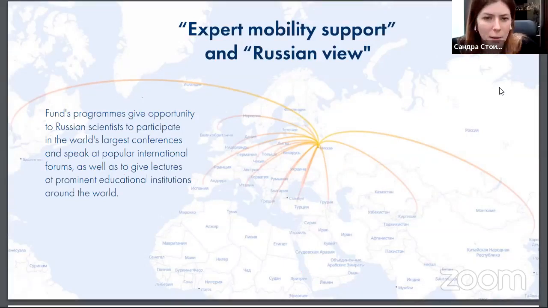We also have programs such as Expert Mobile Support and Russian View. It means that in case you want to participate as an expert in some event, you are invited, but you don't have the financial support, we will be able to review your application and possibly provide you with the possibility to, for example, if you are in India and you would like to come to Russia, and you're dealing with Russian-Indian, Russian-Chinese, Russia-BRICS topics, or maybe wider. I'm not limiting anyone, so please, you can contact us. We are open for communication.